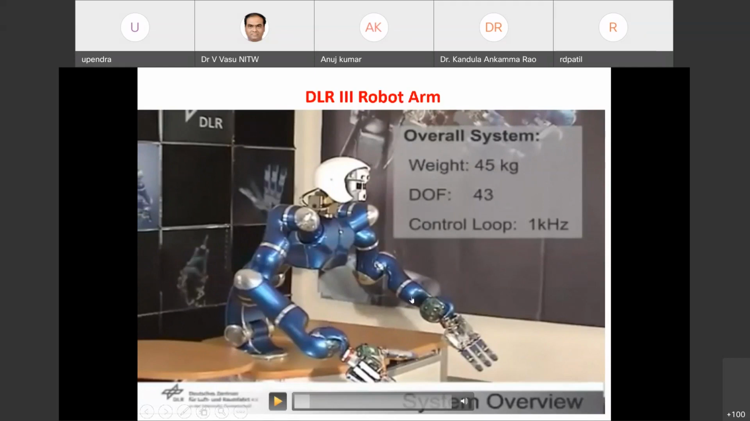The mechanics has been designed such that, as you can see here, the weight of this particular robot is a total of 55 kg and the degrees of freedom is 43 in total, including the hands. So can anyone type in the chat box how many degrees of freedom our human hand will have, starting from your fingers to your shoulder?